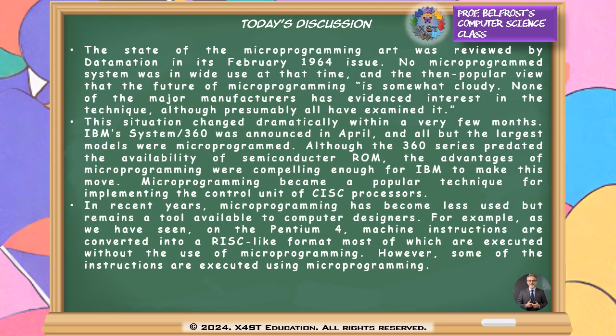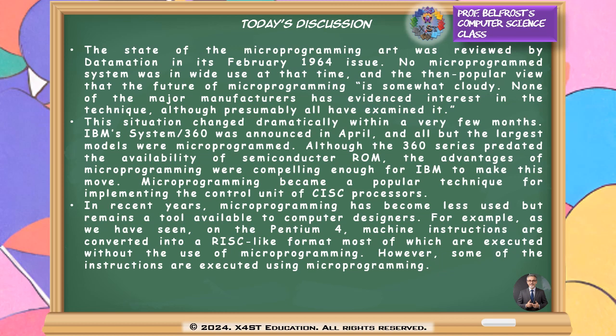The state of the microprogram was reviewed by Datamation in its February 1964 issue. Actually, no microprogramming system was in wide use at that time, and the then popular view was that the future of microprogramming is somewhat cloudy. None of the major manufacturers has evidenced interest in the technique, although presumably all have examined it.